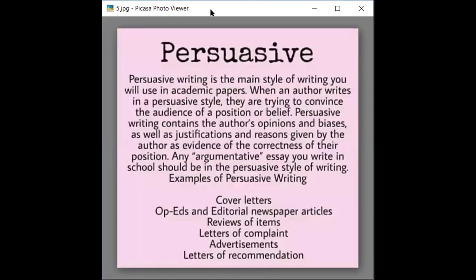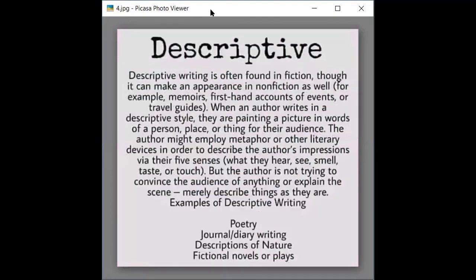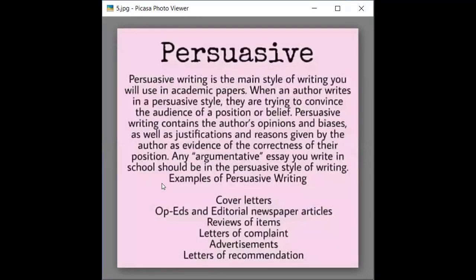Now let's move to persuasive writing. Who would like to read this? See here, when you want to convince anyone, then it would be the persuasive type of writing. Who would like to read this? Raise your hands. Hurry up. We have Anya. Go on.